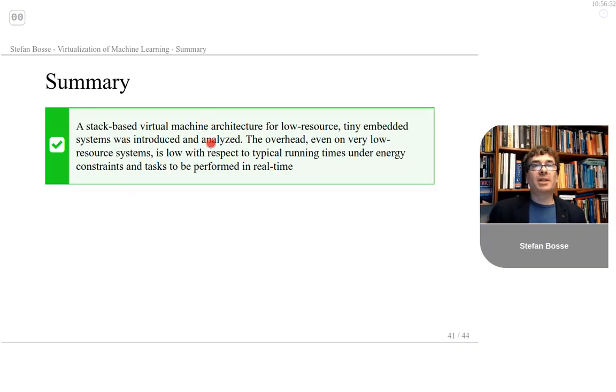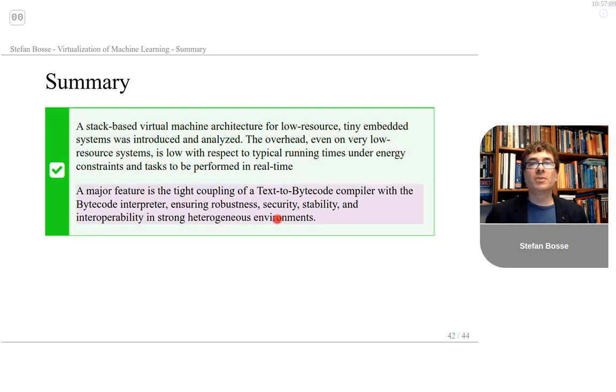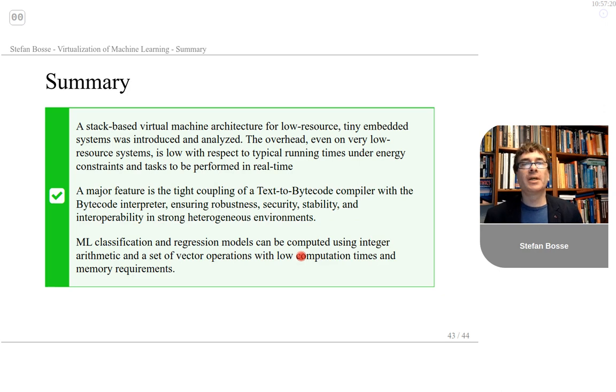Summary. A stack-based virtual machine architecture for low-resource, tiny embedded systems was introduced and analyzed. The overhead, even on very low-resource systems, is low with respect to typical running times under energy constraints and tasks to be performed in real time. A major feature is the tight coupling of a text-to-bytecode compiler with the bytecode interpreter, ensuring robustness, security, stability, and interoperability in strongly heterogeneous environments. Finally, machine learning classification and regression models can be computed using integer arithmetic and a set of vector operations with low computation times and memory requirements.